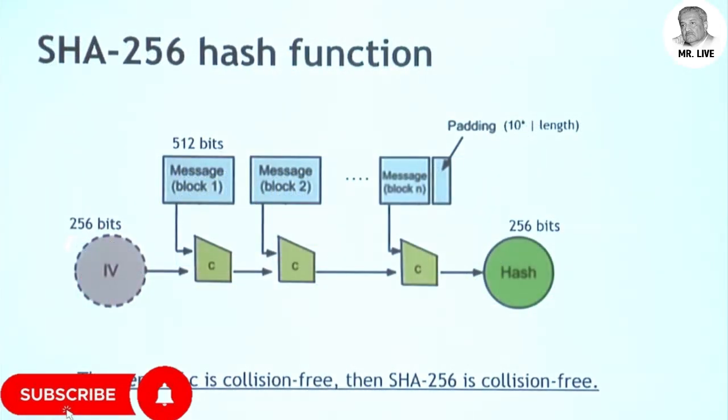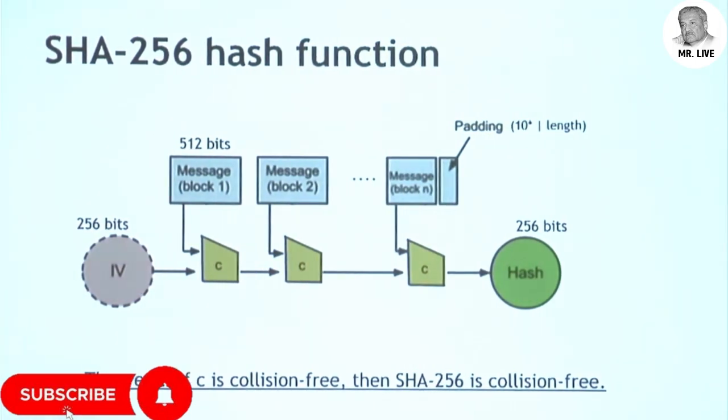You start with a 256-bit value called the IV. That's just a number that you look up in a standards document. And then you take the IV and the first block of the message. You take those 768 total bits, and you run them through this special function C, the compression function, and out comes 256 bits. You now take that with the next 512 bits of the message, run it through C again, and you keep going.